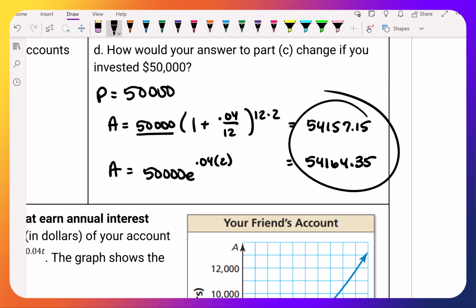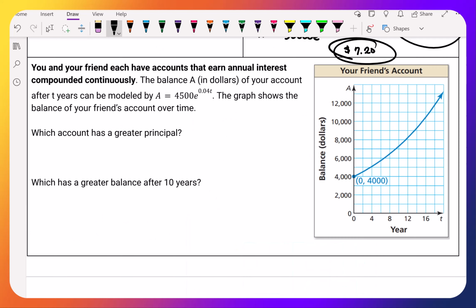Subtract these two numbers in your calculator, and the difference is going to be $7.20. So this question is really typical of a benchmark or an EOC, not an ACT, but specifically an Algebra 2 question. It wants you to compare a formula or equation to a graph. So here's your graph over here. These are not the same thing, all right? So this is your account, this is your friend's account. So these are going to be different from each other.